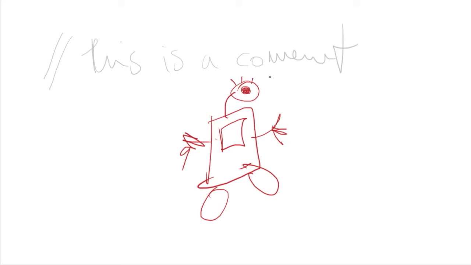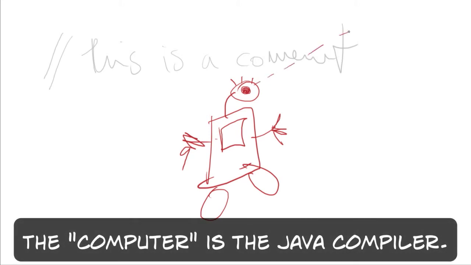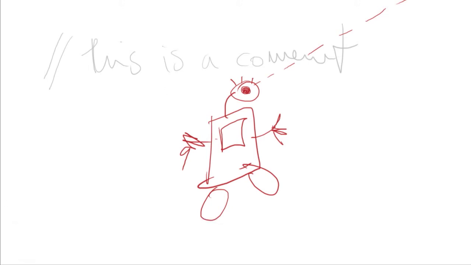But computers can't see comments. So when it is looking here, it just doesn't see it. So in your Java programs, comments are effectively invisible. They're only for you, the human reader. All right, so let's go ahead and clear that.